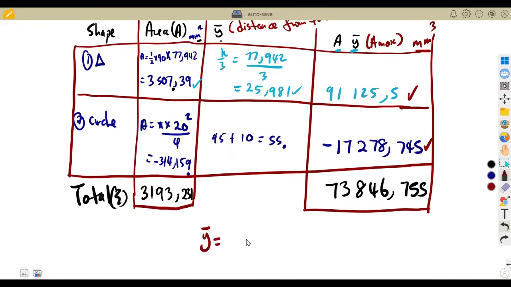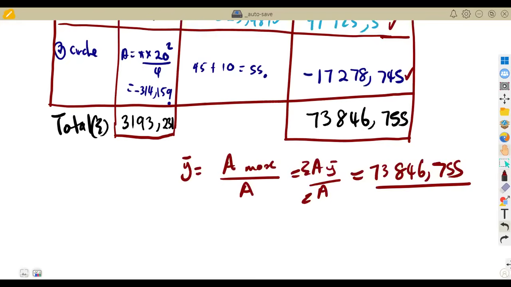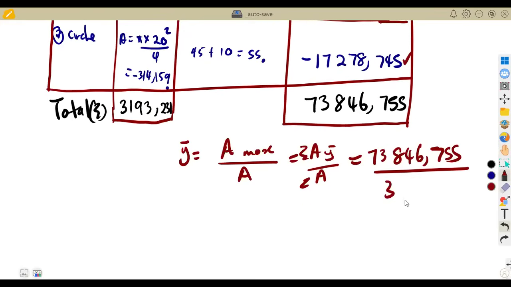That is the area moment about the x over the total area that we had. The total area moment about x is the sum of a times y, over the area. So we got the sum in this case, 73,846.755, everything over the total area. If you're considering area, your area there is 3,193.231. So thus we have got the y value, just like that.